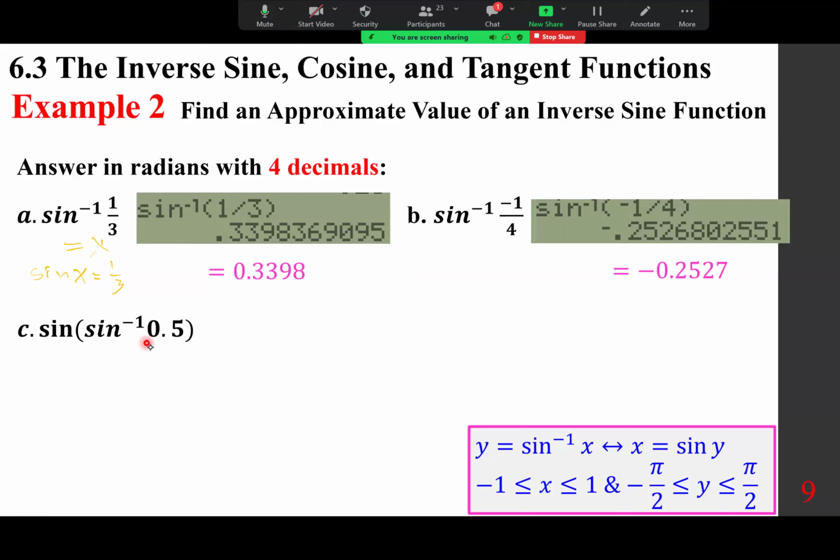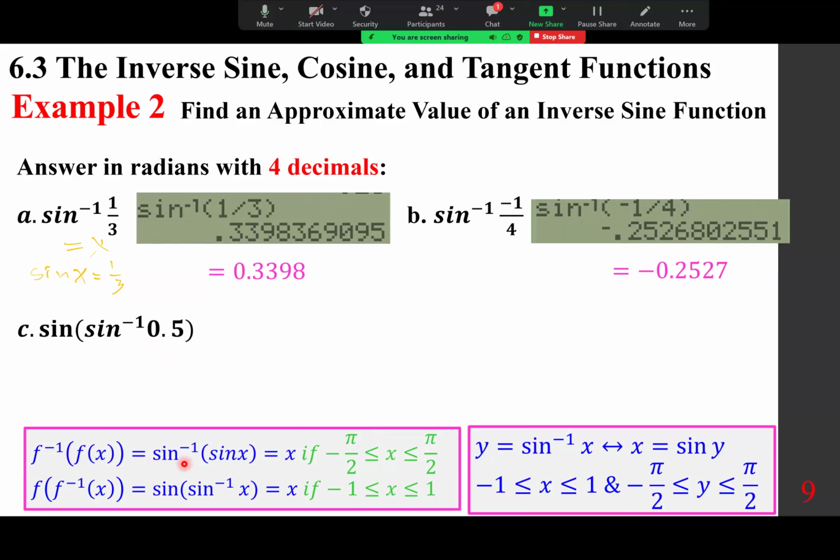Sine of sine inverse of 0.5. Now, it's important to know when you look at composite functions of inverse functions, they undo each other as long as we have the right domain. So f inverse of f of x equals sine inverse of sine x equals x. And then you pay attention to this: x must be between negative pi over 2 and pi over 2. So you pay attention to this domain for sine x, the restriction that we made up. Sine of sine inverse of x equals x. Now you pay attention to the domain of sine inverse of x. That means you look at the range of the sine, which is between negative 1 and 1. That works out in that manner. And therefore, for this question, the answer is 0.5.